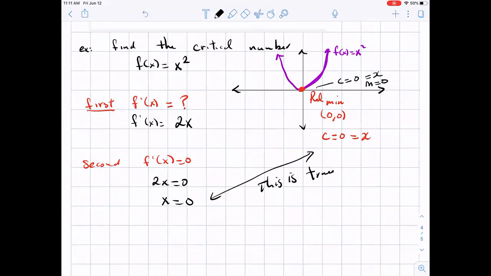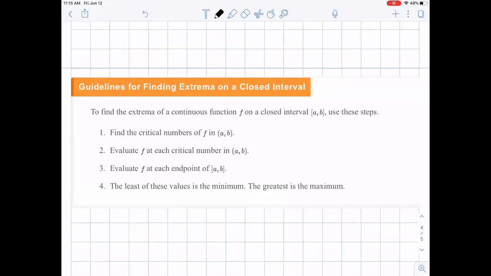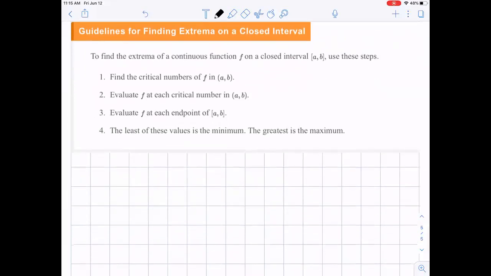So here are the guidelines for finding extrema on a closed interval now. Because on a closed interval, we have a little bit more work to do. We can look at an example of this, and then go through the steps as a group, and then we'll see what happens. Now you have to be careful. Remember, the definition says that the function must be continuous, and the slope has to be 0 or undefined.